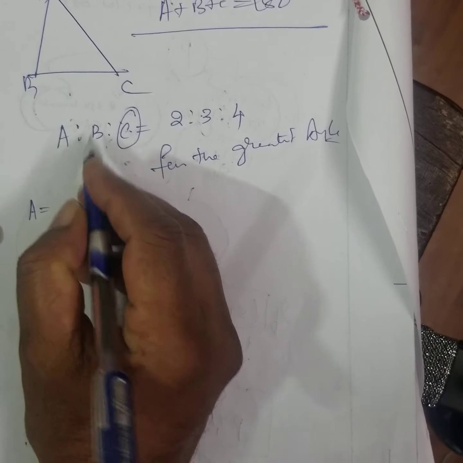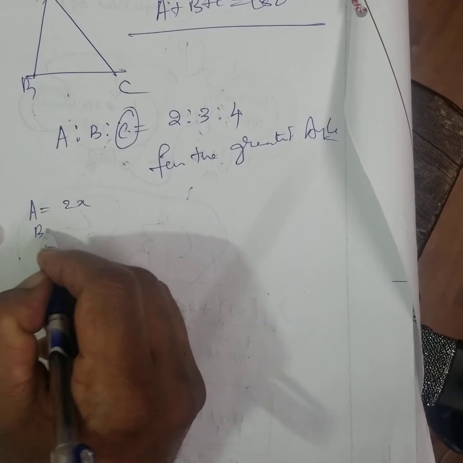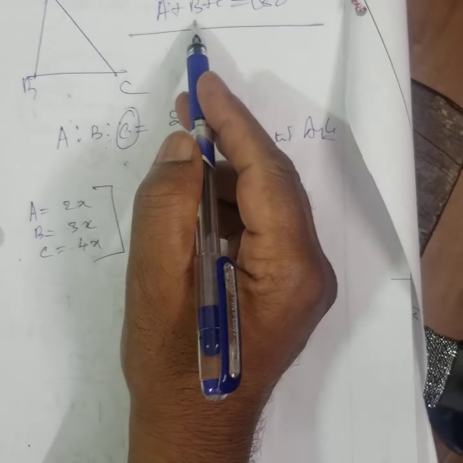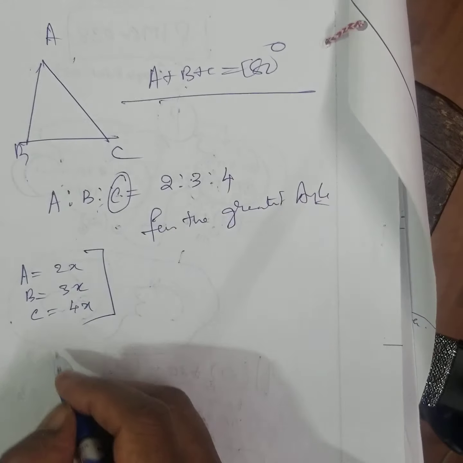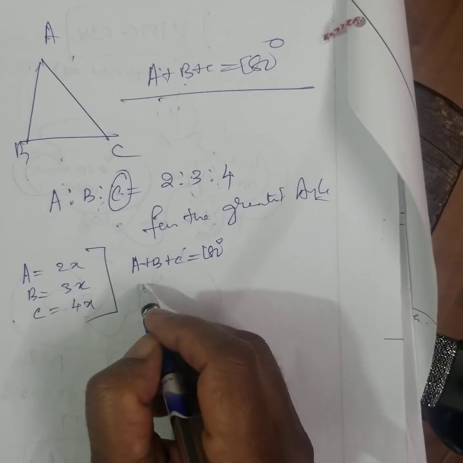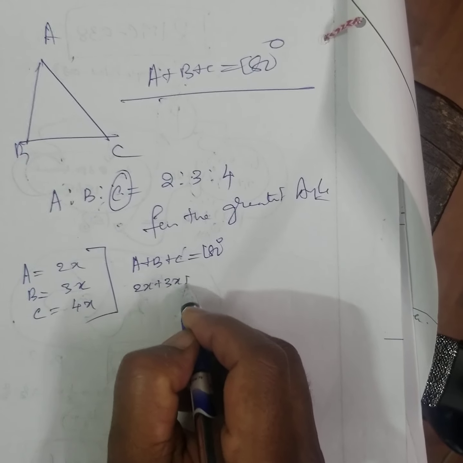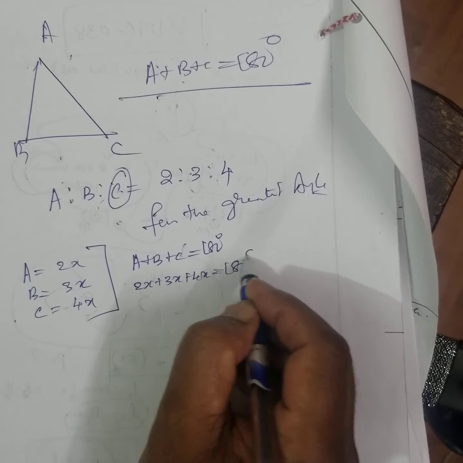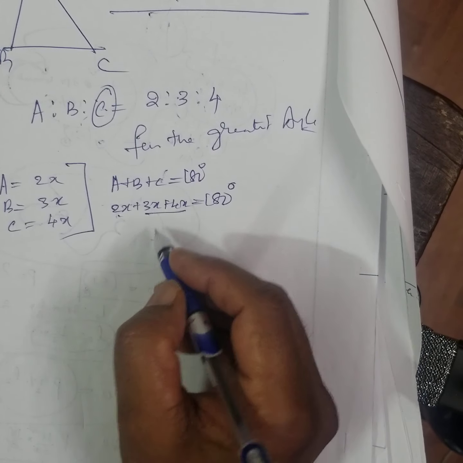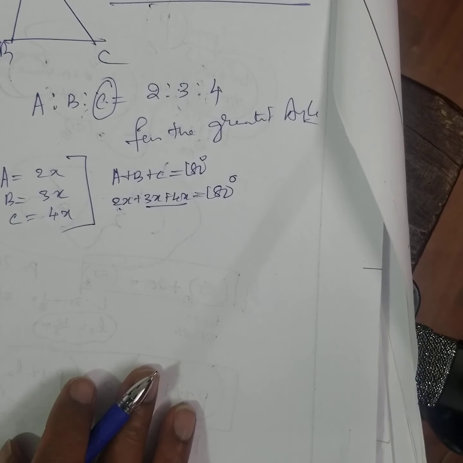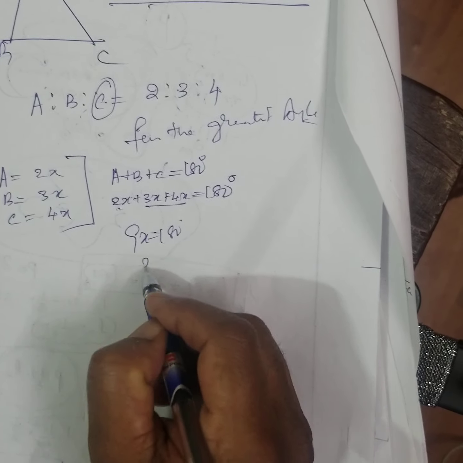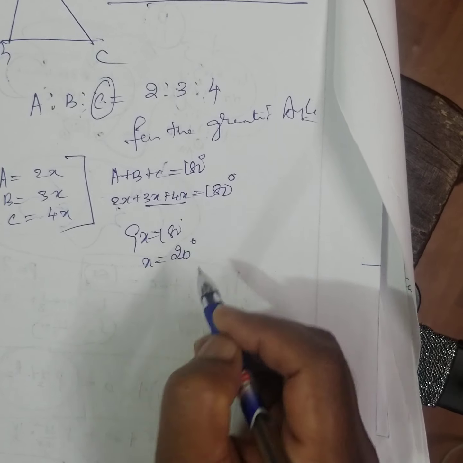Let A is equal to 2x, B is equal to 3x, C is equal to 4x. You know sum of the angles A plus B plus C is equal to 180 degree. That is 2x plus 3x plus 4x is equal to 180 degree. How much is this? 9. 9x is equal to 180. Therefore, x is equal to 20 degree.